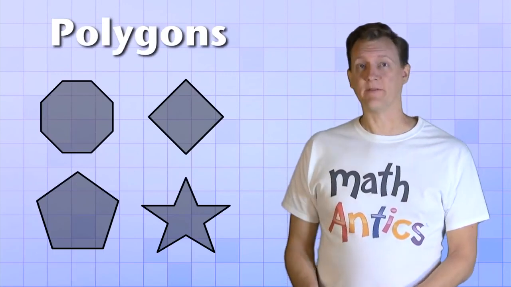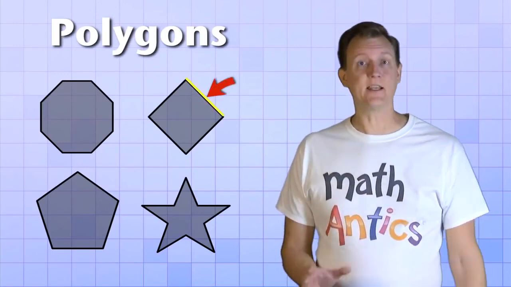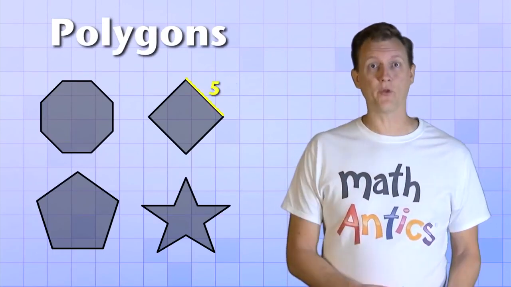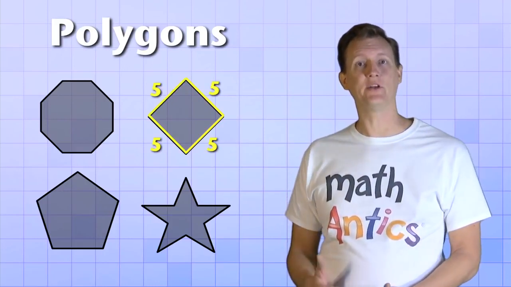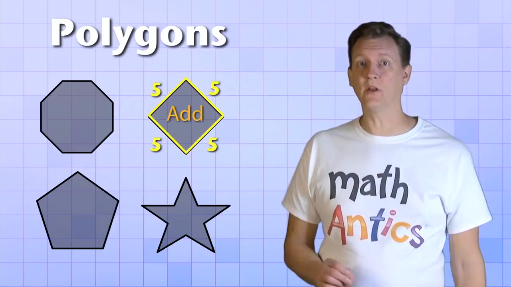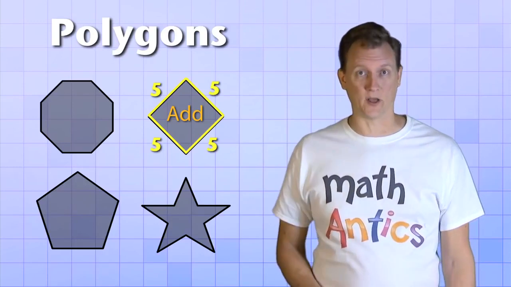Since polygons are made from only straight sides, it's easy to find their perimeter. If you know the length of each side, all you have to do is add them up, and the total length you end up with is the perimeter of the polygon. Let's try doing that with a few examples so you see how it works.